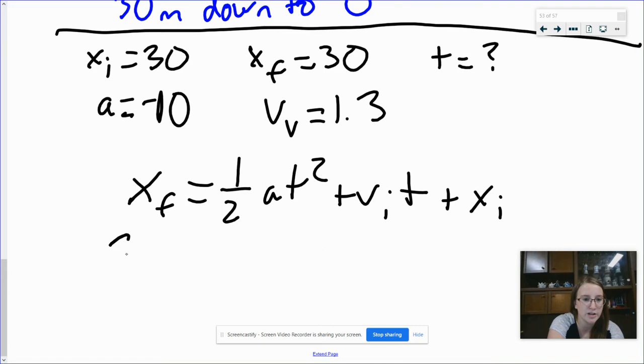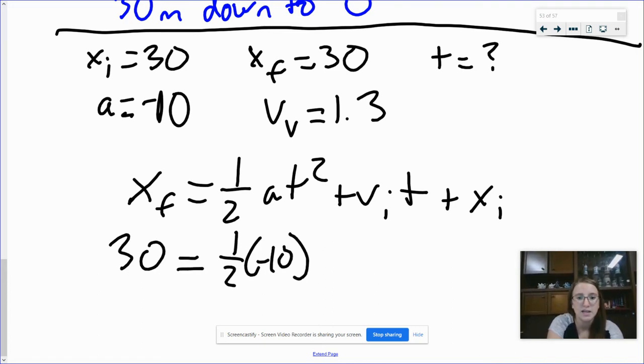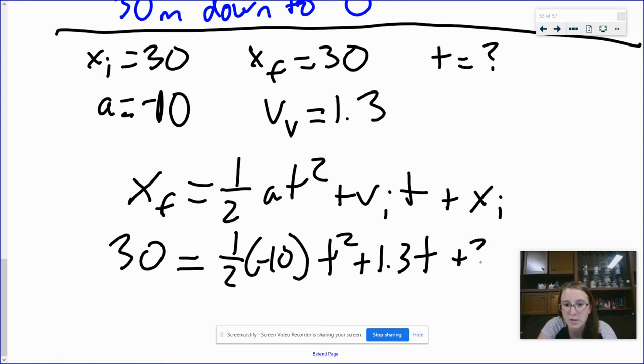Okay, so I've got 30 equals 1/2 times negative 10 times t squared, we don't know what t is, plus 1.3, sorry, times t, plus 30. Again, let me double check something real quick here. Did I say I needed it to be negative? No, this is good. We're good. Don't listen to me. We're good right now because it's our initial velocity. Okay, so from here, go ahead.